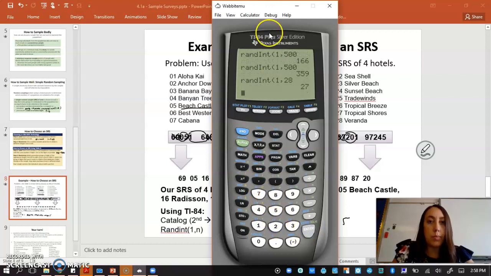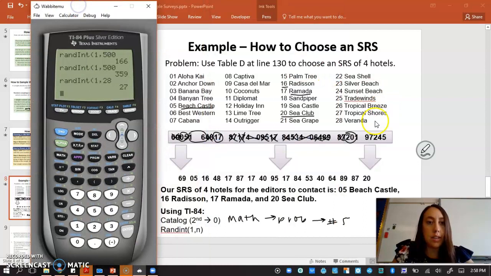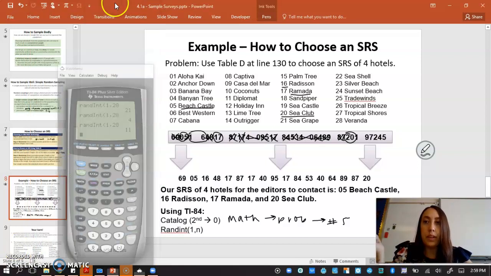First hotel I get would be 27, which is Tropical Shores. Second would be 21, which is the Sea Grape. Next is number 4. And then last is number 11. So I got 4 unique hotels right away. So that's just a different way you guys can choose a simple random sample, either with your calculator or with the random digit table, whatever makes you happy.